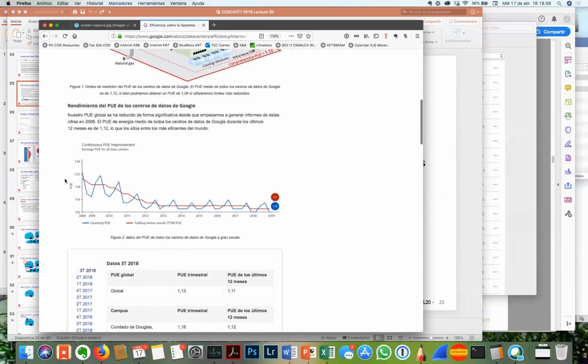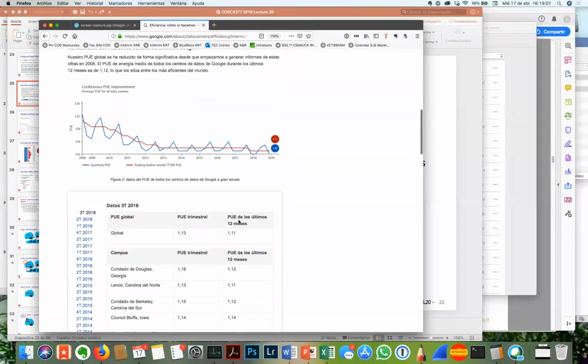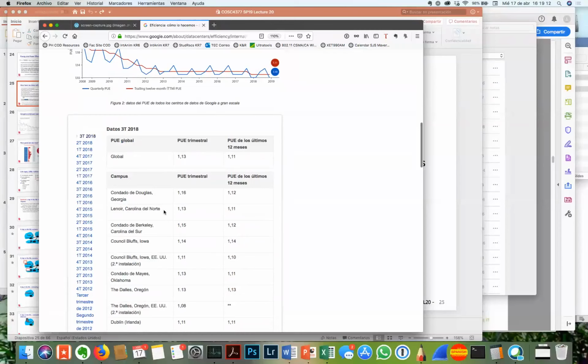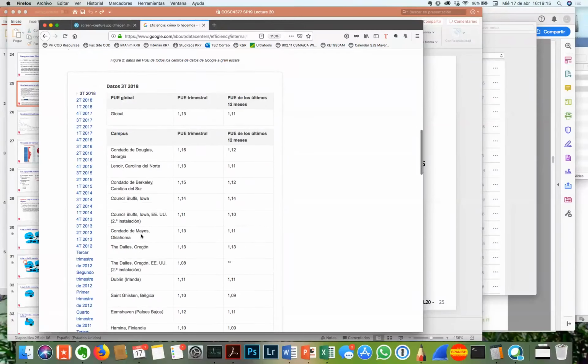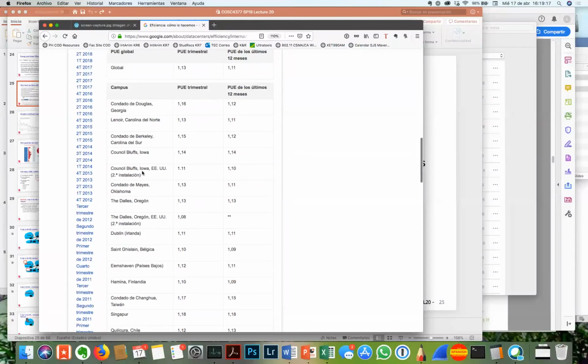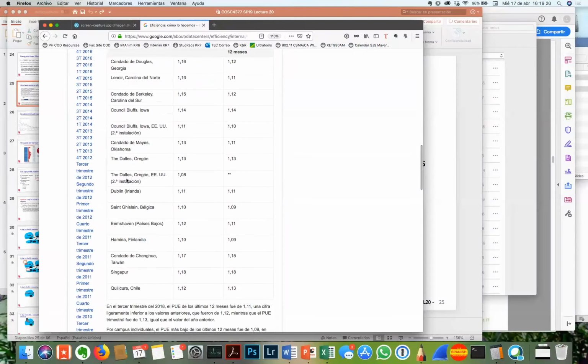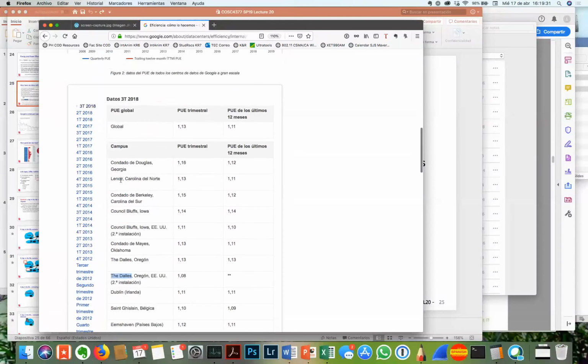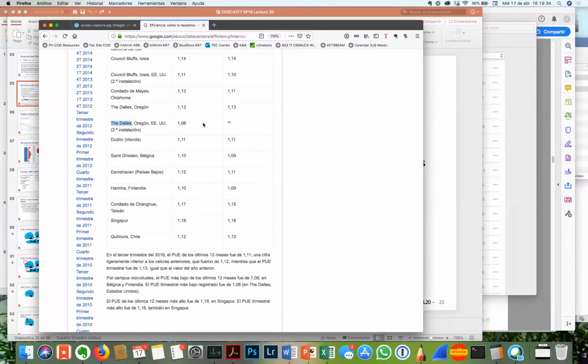So here's their quarterly PUE and the trailing 12-month. Depending on the season of the year, they're going to use more or less. In the last 12 months, they used 1.11. And here are the various campuses. Their leading one, it looks like, was in Council Bluffs, Iowa. No, Dallas. Oh, The Dalles, excuse me. That one uses hydroelectric power. The Dalles is right there off the locks in Oregon. Been there before, and it's also one of the newer ones. So the newer ones do better. They didn't have data for, it looks like, last year.